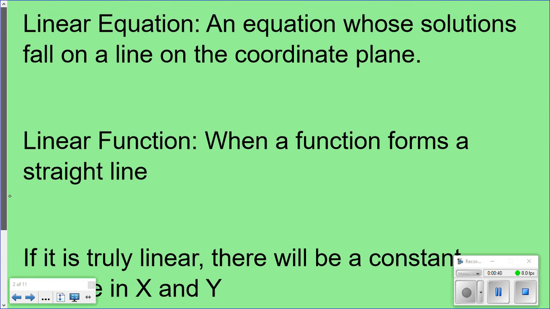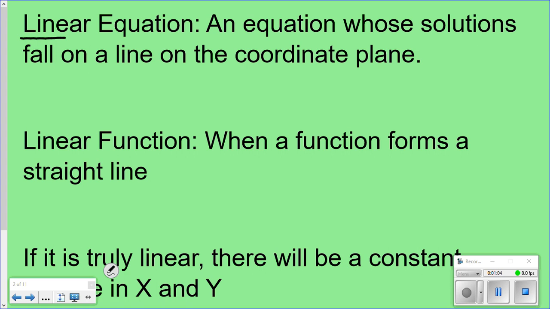A linear equation is an equation whose solutions fall on a line on the coordinate plane. And if you look, the base word of linear is line. So everything today should fall in a straight line. If it does not fall on a straight line, that means you did something incorrectly. So everything we're looking for is to be straight today.